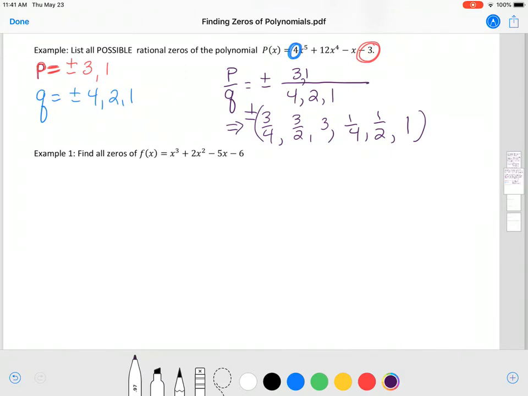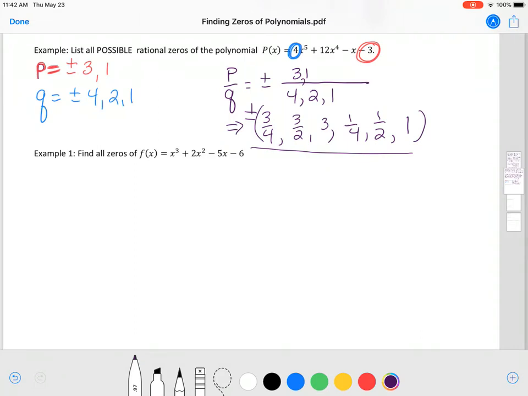So instead of looking at all the rational numbers and trying to plug in to see which one gives me 0, it comes down to just 12. So the rational zero theorem really helps us narrow down where our focus should be when we're looking for zeros.